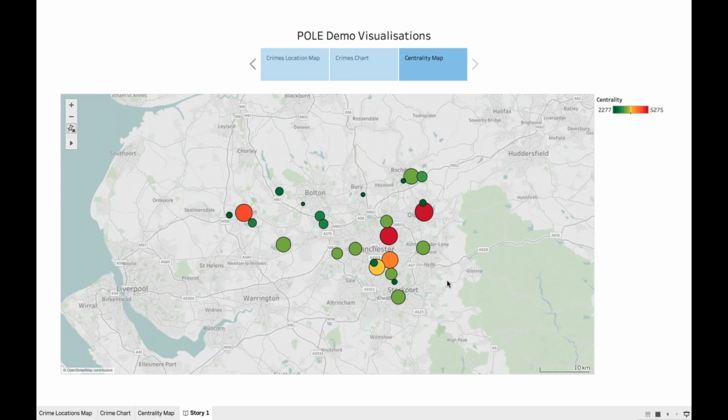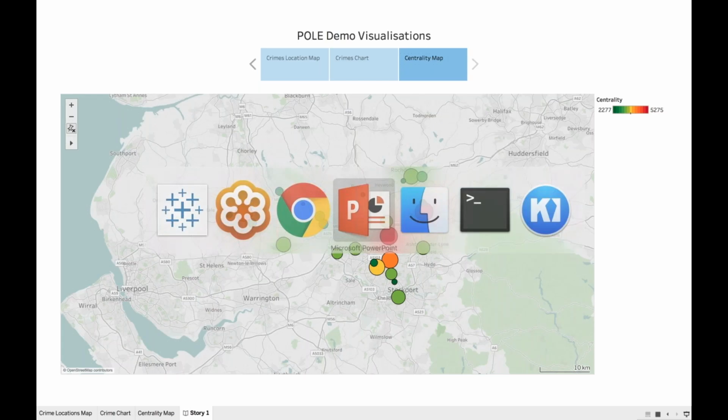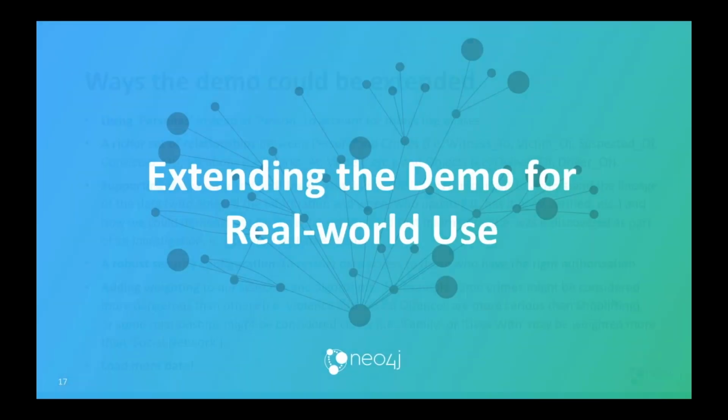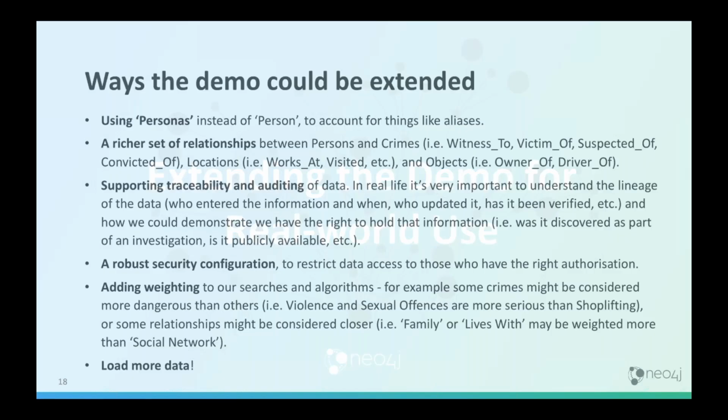Okay, so that represents the end of the demo. Lastly, we'll talk about how the demo could be extended or what it might look like in real life compared to what we just saw.